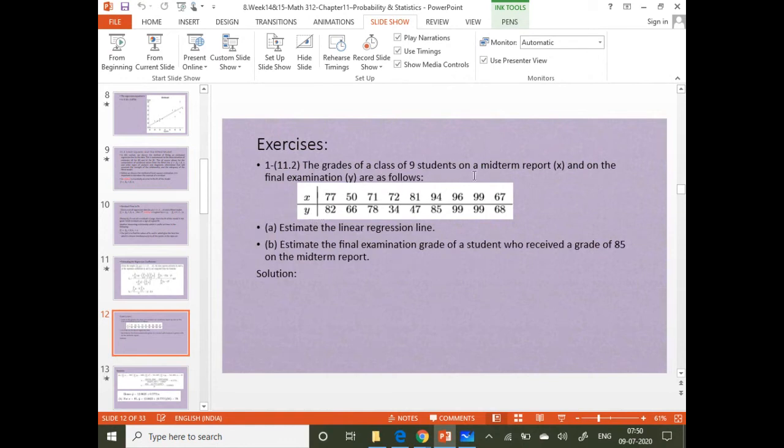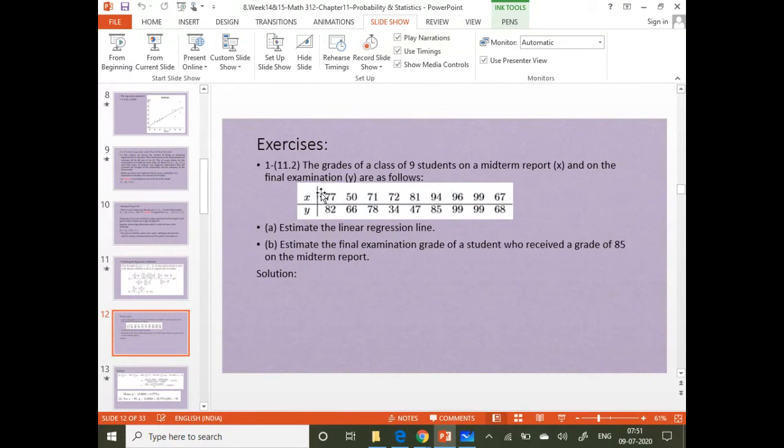What is x and what is y? X is the grades of a class of 9 students, so n is 9. Midterm report x, and on the final examination y. X stands for midterm values, y is final exam values, isn't it? So estimate the final exam grade. Finally, you have to find the y for a student who received a grade of 85 on the midterm.